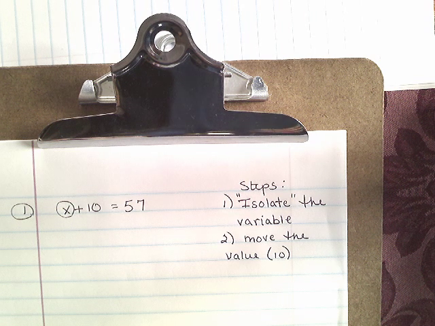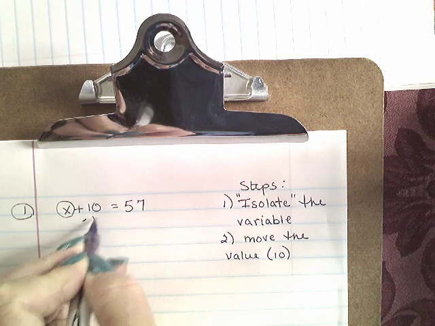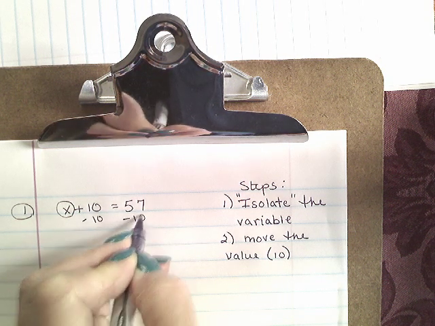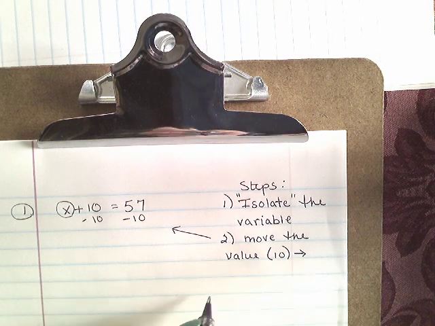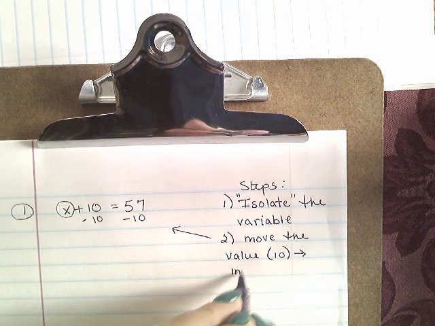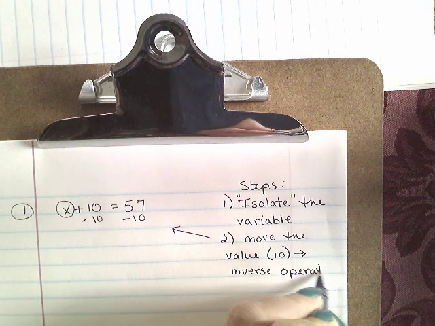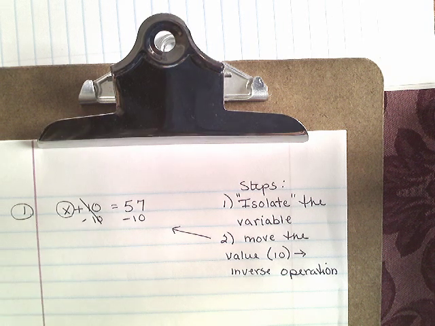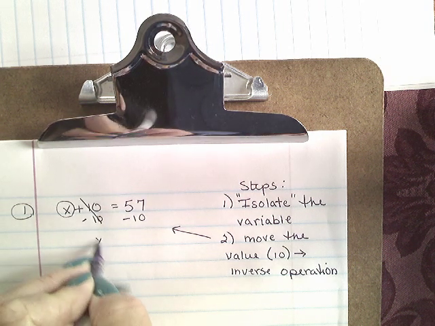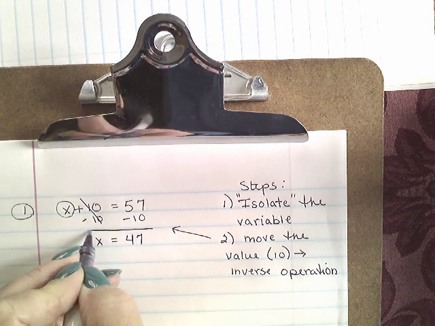Here's where your inverse operation comes in. You need to do the opposite operation. So if this is a positive 10, then we are going to subtract 10 from both sides. Inverse operation. So if I subtract 10 from both sides, those are going to cancel each other out, and I'm going to have x is equal to 47.